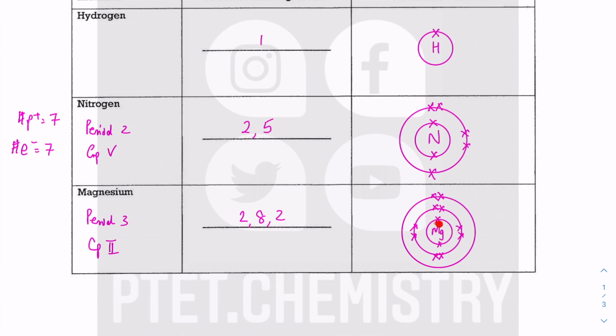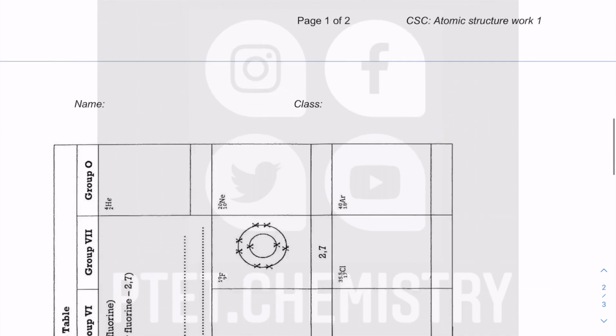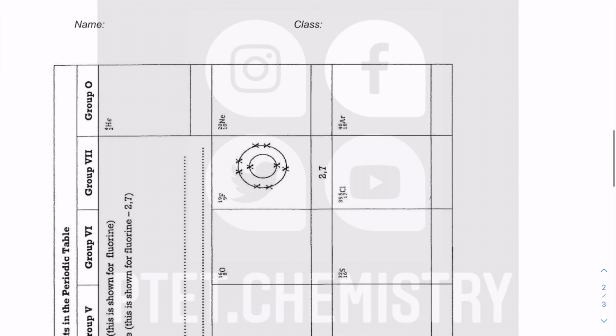Innermost, first shell, 2 electrons maximum. Second shell, 8 electrons maximum. The third shell can take up to 8 electrons, but it only fills up to 2 because it's in group 2, only 2 outer shell electrons. I'll leave this one for you as an exercise.